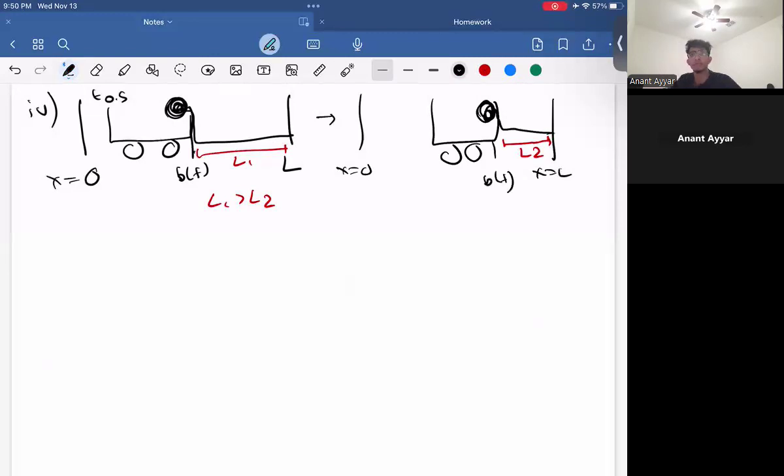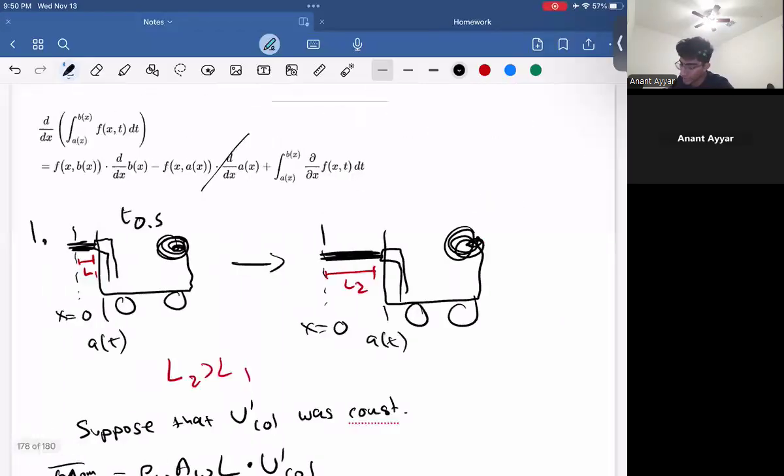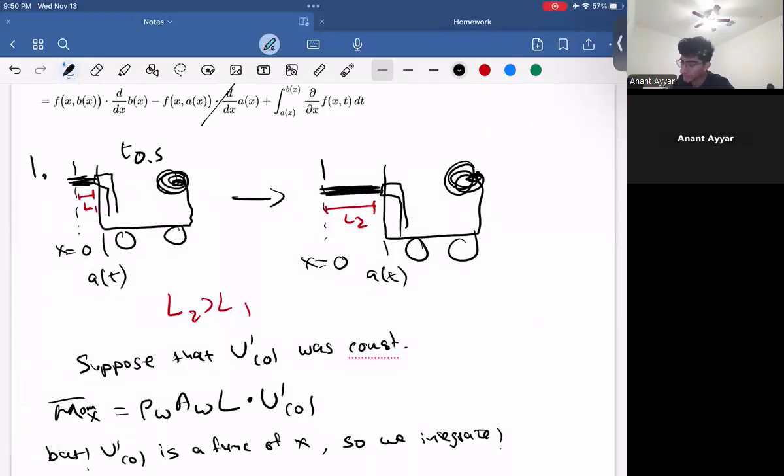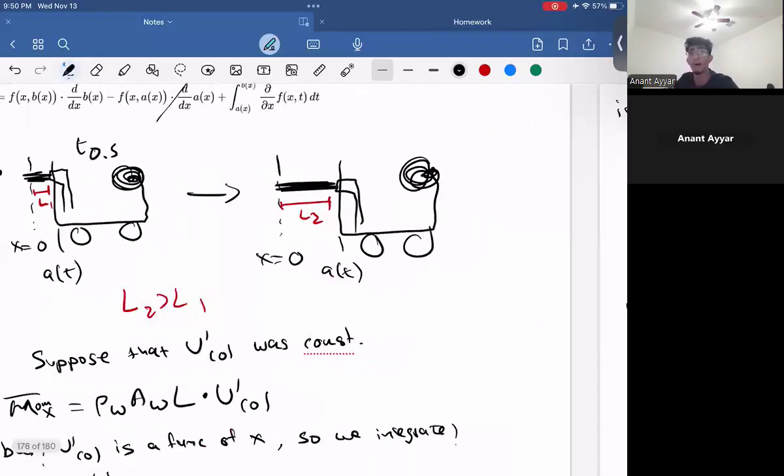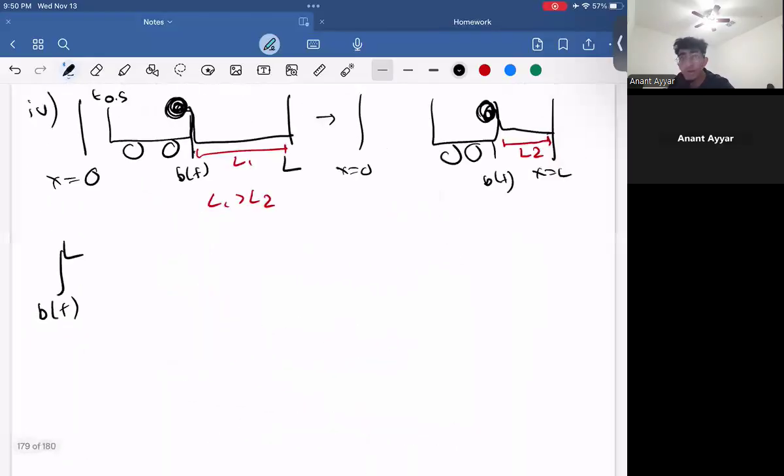So then we get the same type of integral. We integrate over the rest of the domain, b of t to L. Oh, and in the same way over here, we're integrating from 0 to a of t. I don't remember if I mentioned that, but then we have the same type of equation. We have the density and the area times a velocity.